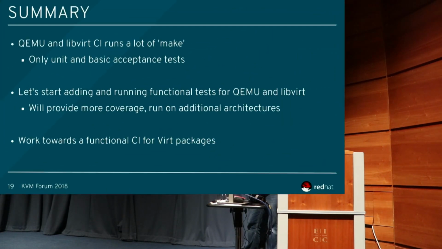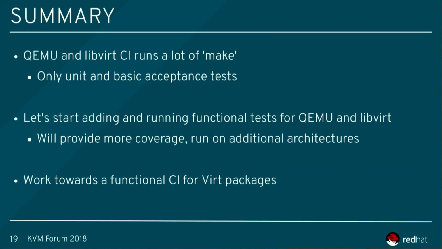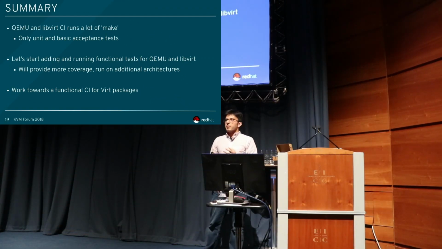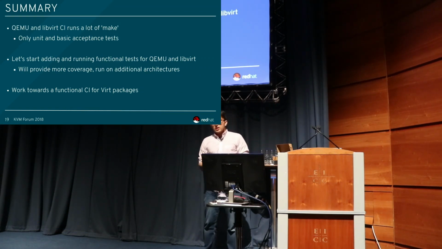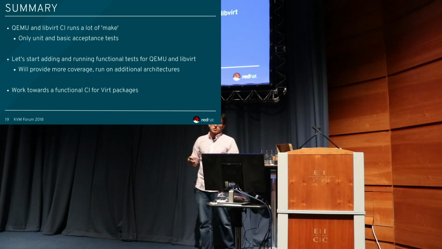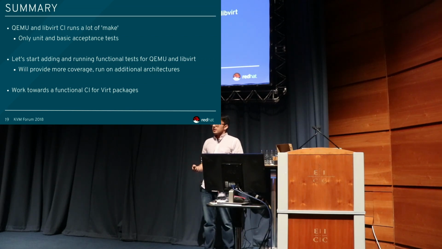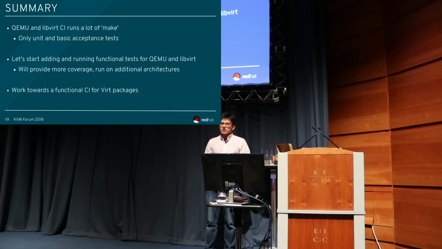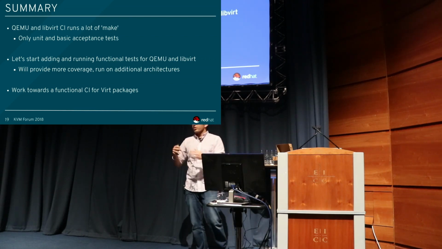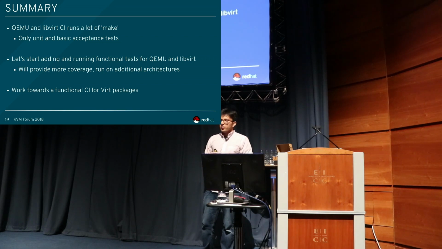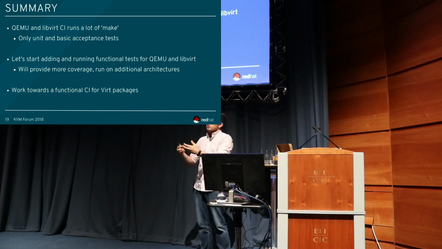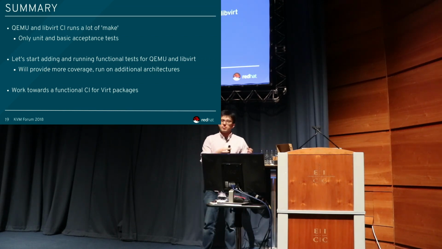To summarize, currently QEMU and libvirt CI run a lot of make and make check, which are basically unit and acceptance tests. My recommendation is to start adding more functional tests for QEMU and libvirt. The emphasis is on adding and not on running, because we need to add them into the source tree so that we can make it easier to run them.